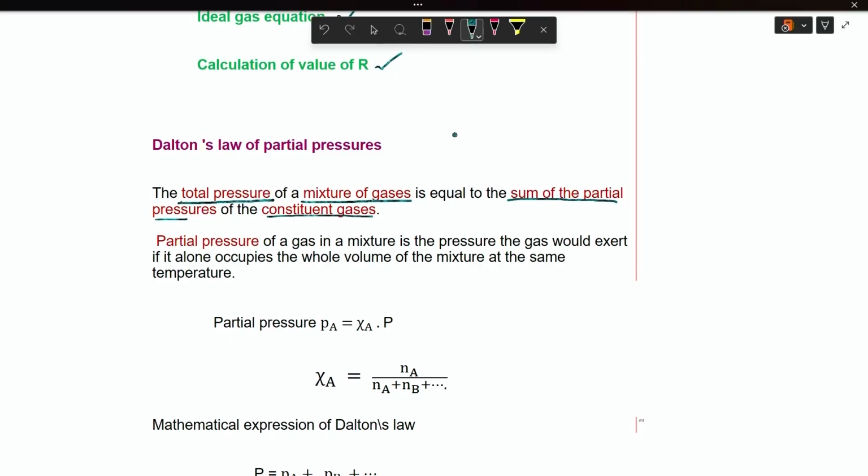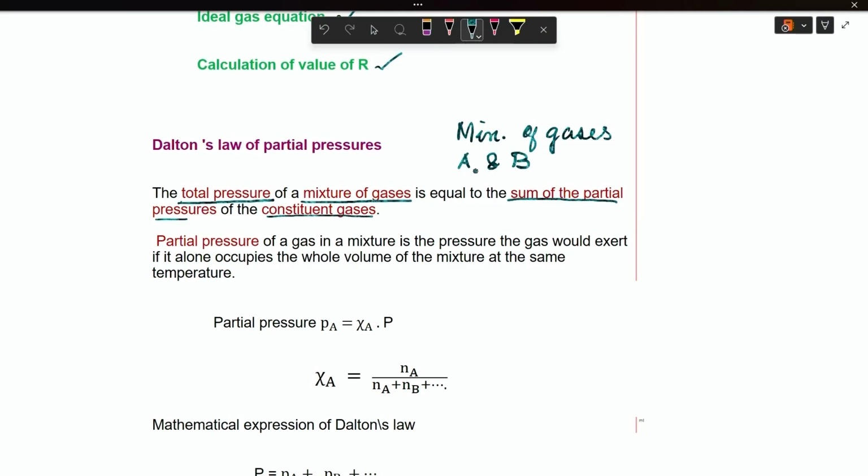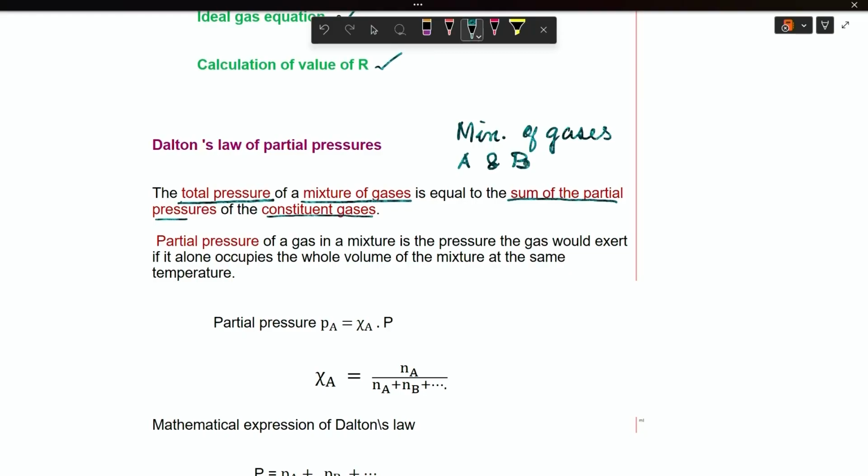I will make it clear, like if you are having a mixture of gases, it is not a single gas, it is a mixture of gases, important point to be noted, and let the gas be A and B. So, I am having a mixture of two gases, it can be more than that, but for simplicity's sake I am taking only two gases A and B. Now, if I take these two gases in a single container, what will be the total pressure of this gaseous mixture? It will be equal to sum of partial pressures of A and B.